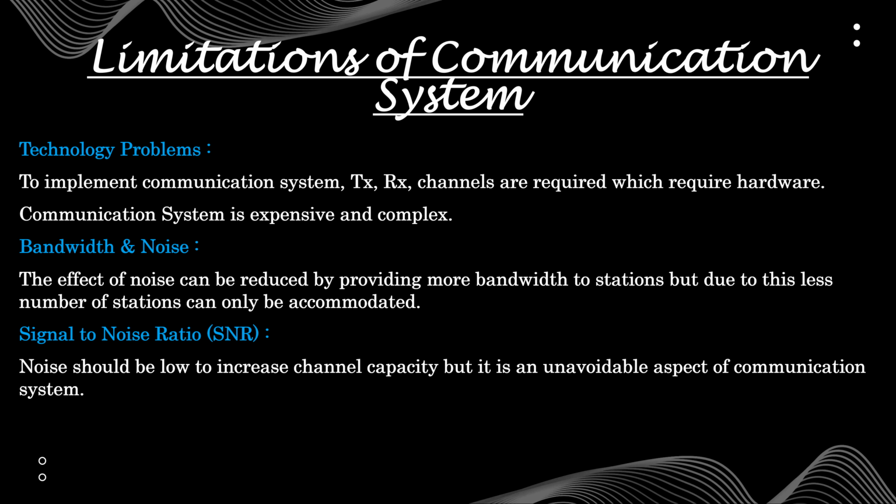Limitations of communication system. First one is technology problem. To implement a communication system, TX and RX channels are required, which require hardware, so the communication system is expensive and complex. Bandwidth and noise: the effect of noise can be reduced by providing more bandwidth to the station, but due to this, fewer stations can be accommodated. Signal to noise ratio, SNR: noise should be low to increase channel capacity, but it is an unavoidable aspect of communication system.